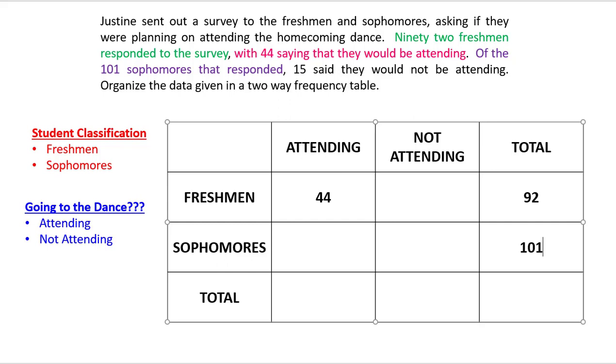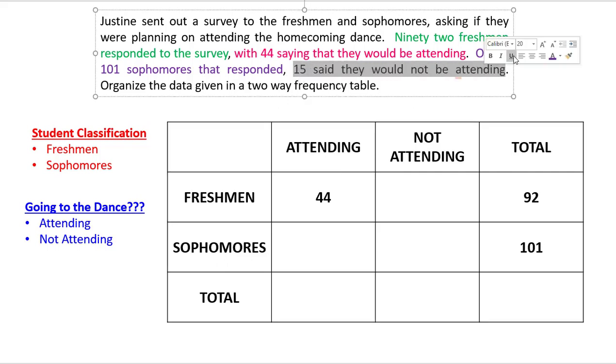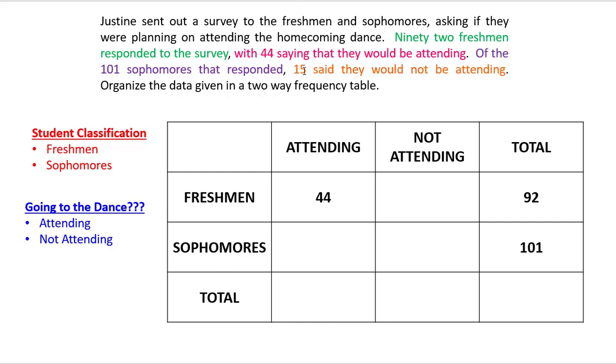Now let's continue to read. 15 said they would not be attending. There's another number that we need to pay attention to. So let's look at that. But who are these 15 talking about? Let's read the entire sentence again. Of the 101 sophomores that responded, 15 said they would not be attending. So this 15 sounds like it's referring back to those 101 sophomores. So 15 sophomores are not attending. So I will go to the row sophomores, and not attending, and put in 15.